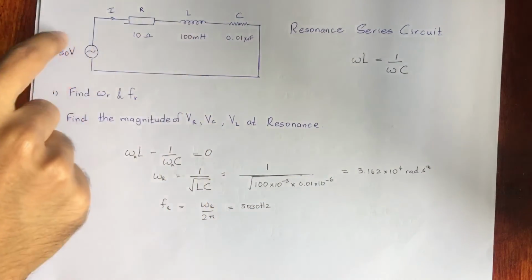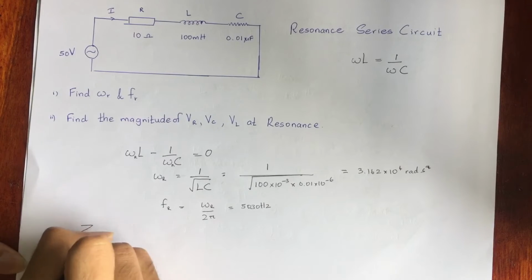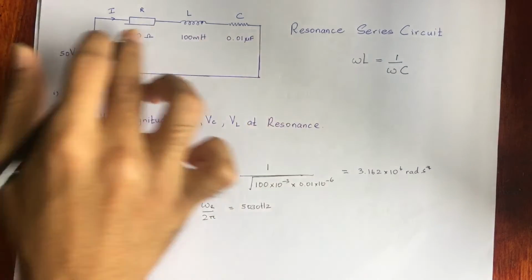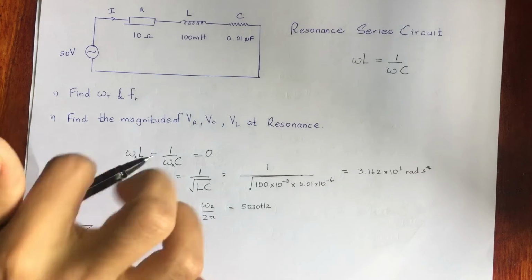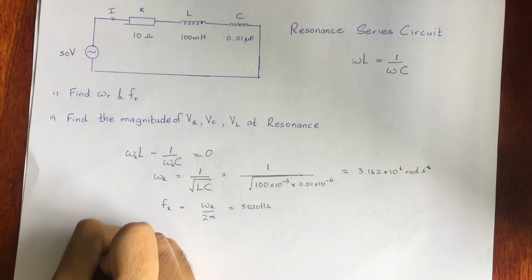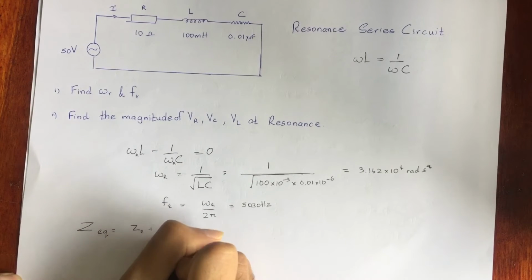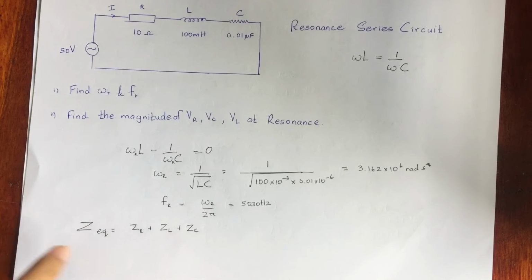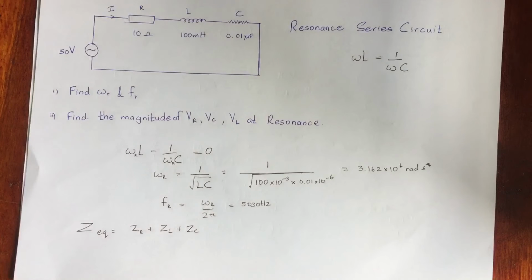After that, we can directly derive the current using V = IZ. So the first main thing is we are going to find the Z, the impedance, of these three elements. We knew that if elements are connected in series, Z equivalent would be ZR plus ZL plus ZC, which simply means we add up the impedance of each element.